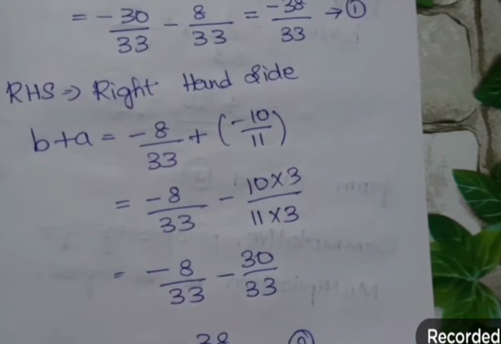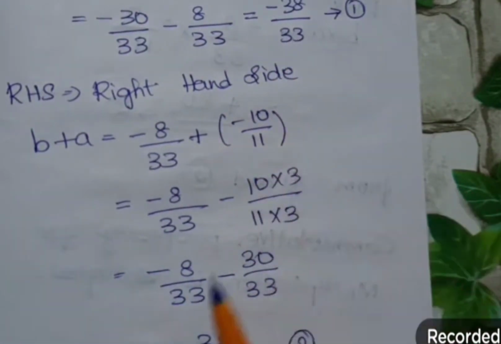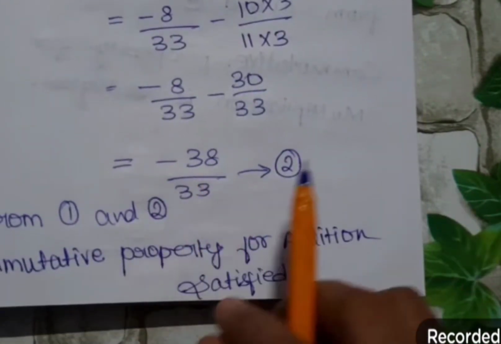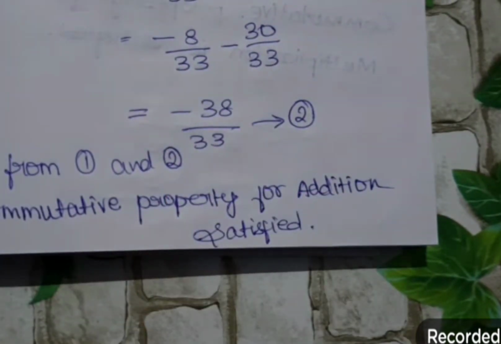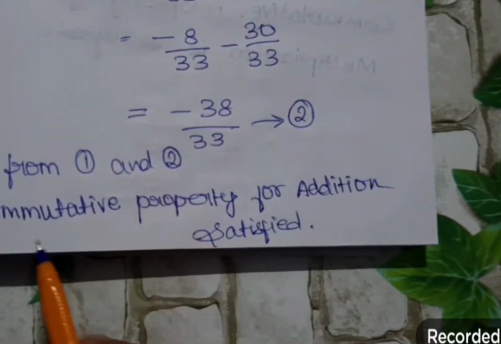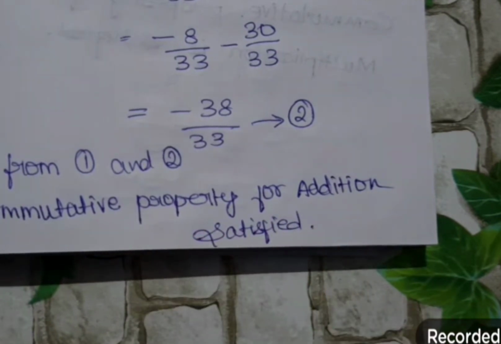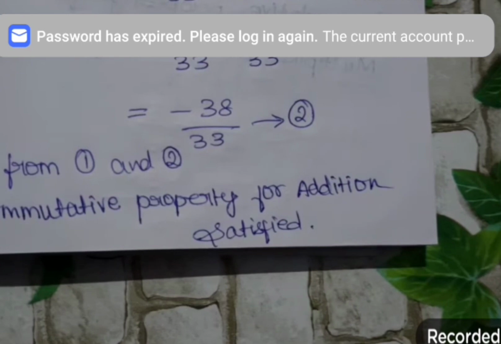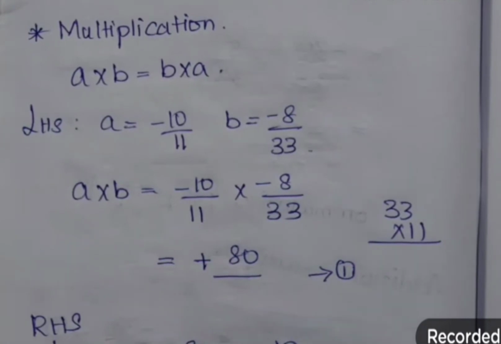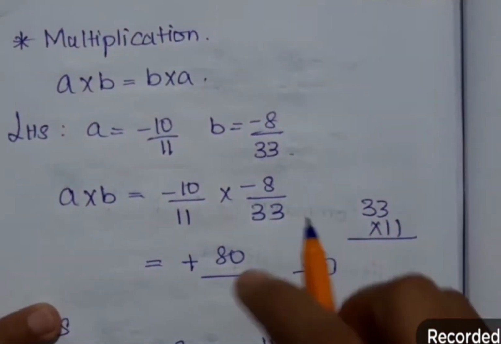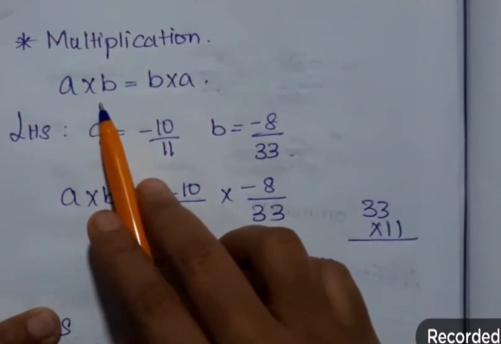So left hand side value is also minus 38 by 33, and right hand side value is also minus 38 by 33. Both sides are equal. If it is equal, then the commutative property for addition is satisfied. Suppose it is not equal, it is not satisfied. Here it is equal, so it is satisfied. Okay, addition we complete. Next we have to do the multiplication rule. So multiplication rule is a into b is equal to b into a.